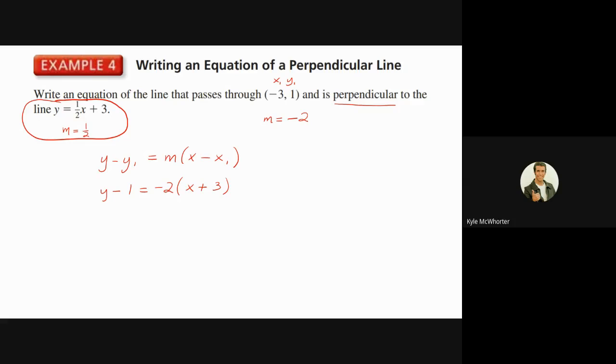So then I can distribute the negative 2, and get y minus 1 equals negative 2x. Negative 2 times 3, that'll be minus 6. Then to get y by itself, I can just add 1 to both sides, and I get y equals negative 2x minus 5.